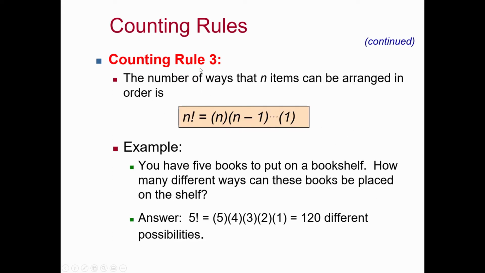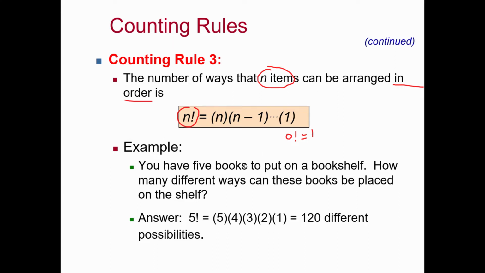All right. So then the counting rule 3 is the number of ways in which n items can be arranged in order. So here we write this as factorial n. Factorial n means n into n minus 1 into etc. up to 1. Okay, so here I told you that factorial 0 is considered as 1.